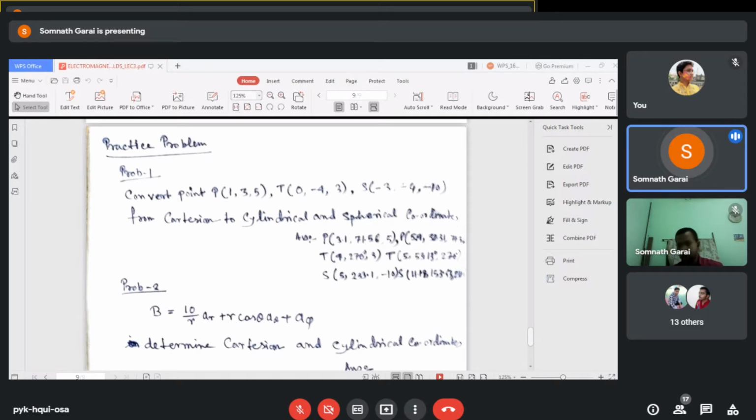Those who complete the spherical coordinates of P, Q, S, then send to my WhatsApp number. Then after that, determine the spherical coordinate.